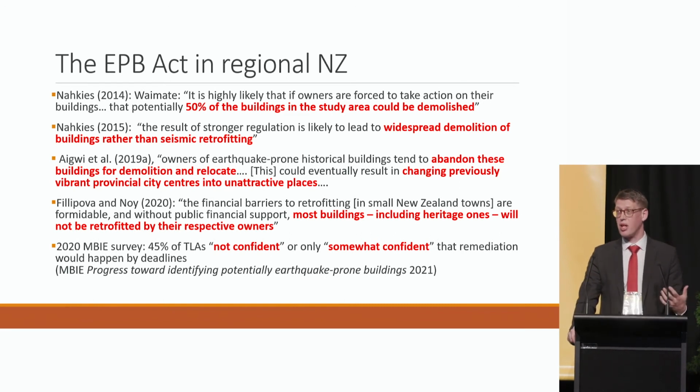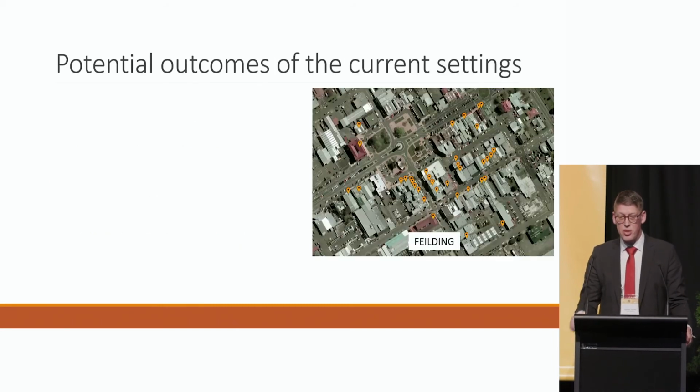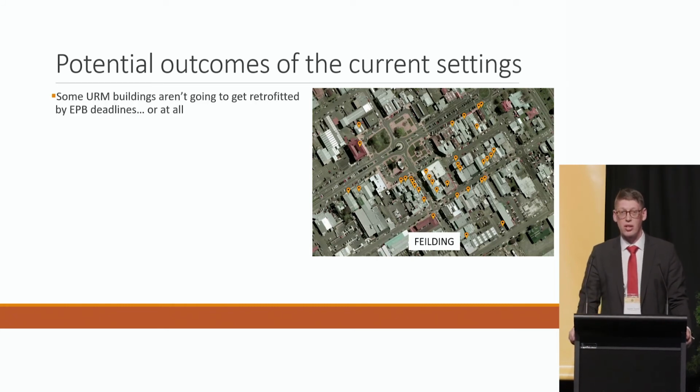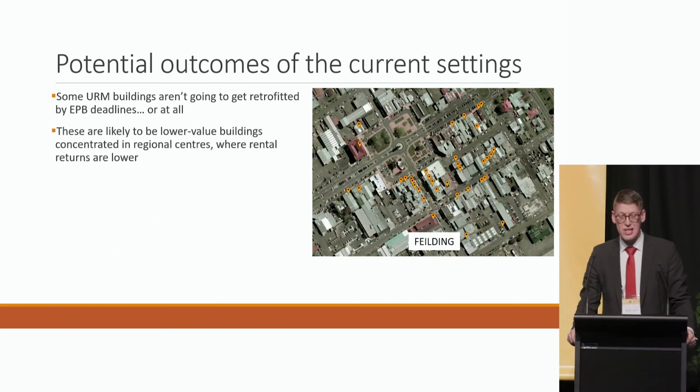And in fact, some of MB's own work recently tends to back that up. So if we look at projecting what we think the outcome of that current policy setting around the Earthquake-Prone Building Act might look like in a little while, we see that some unreinforced masonry earthquake-prone buildings aren't going to get retrofitted by the deadlines that are contained in the Act, and that those ones are likely to be the lower value buildings which are concentrated in our regional centres.